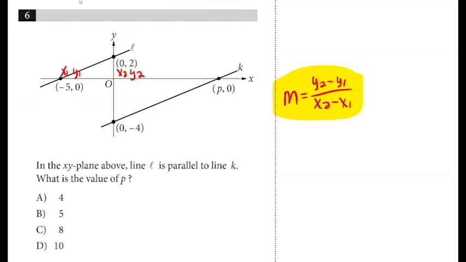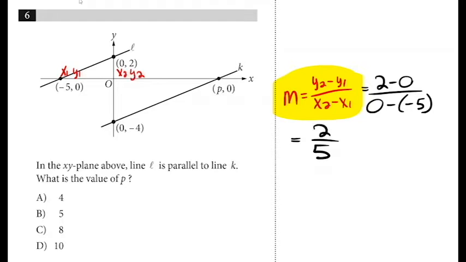Plugging in accordingly, that'll give us 2 minus 0 over 0 minus -5. We should be a little careful with the double negative on the bottom, so -5 is the same as +5, so we'll have 2 on the top and +5 on the bottom, and so the slope is 2/5. Now let's go ahead and find an expression for the slope of the second line. Even though we have that variable there, we can still arrange it according to the slope formula.